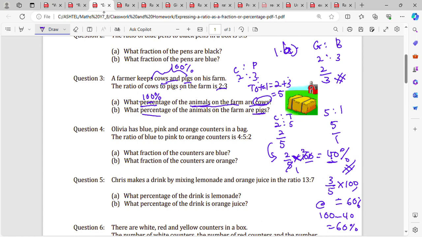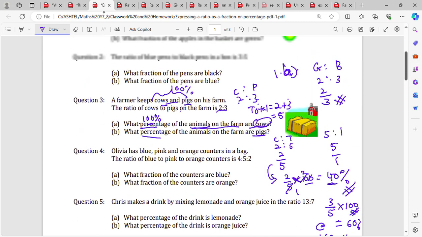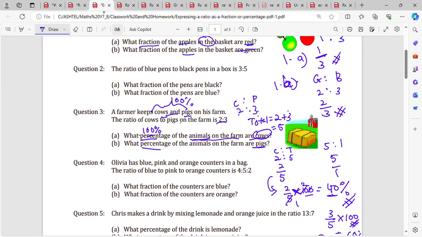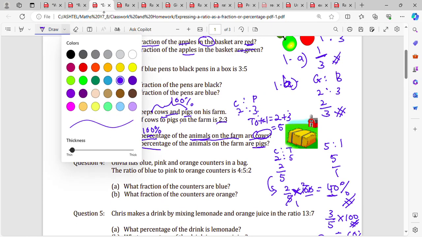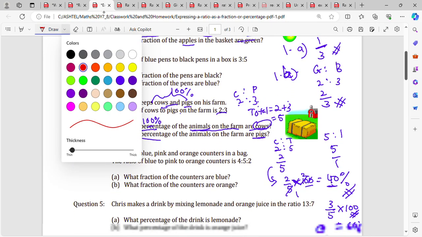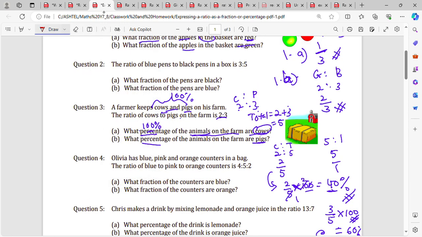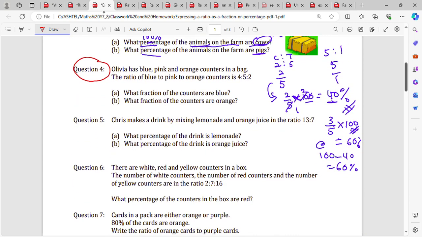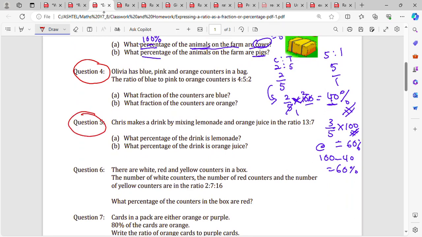Both of these ways are correct. Okay, then the ones that I highlighted in red circle, please do: question 2, question 4, question 5, and then question 6. We will be discussing it during class.